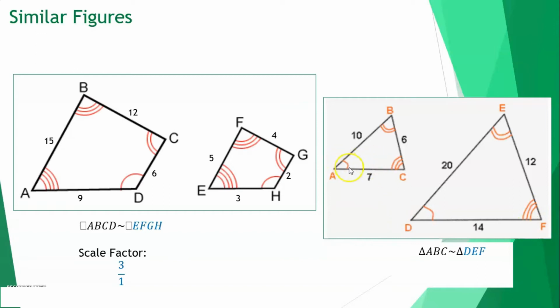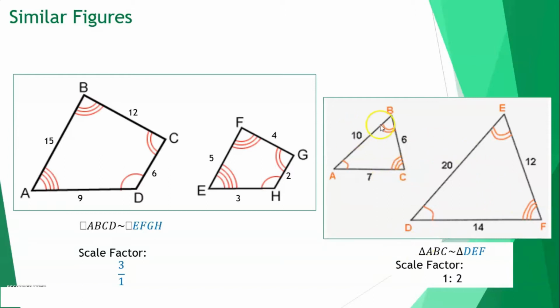Take note, the number of rotation rays would mean that the two angles are congruent. So angle A and angle D are congruent, angle B and angle E are congruent, and angle C and F are also congruent. Their corresponding sides: we have here 10, 6, 7. In here we have 20, 12, and 14. So the scale factor here would be 1:2.